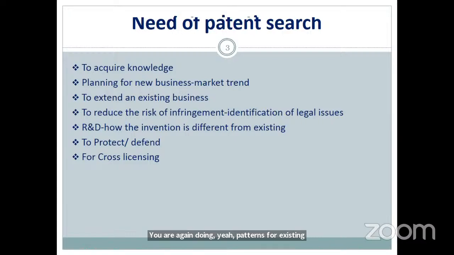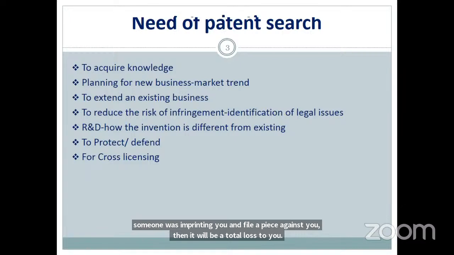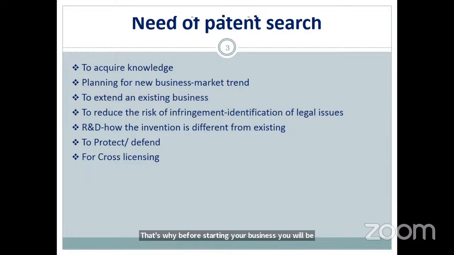And then, to reduce the risk of infringement, that is, to identify legal issues, you will go for a patent search. To reduce the risk of infringement: suppose after starting a business, someone claims you are infringing and files a case against you, then it will be a total loss to you. That's why before starting a business, you do a patent search to reduce the risk of infringement. Okay, so you identify whether someone will file a suit against you or not. So in order to avoid the risk of infringement, or certain legal issues, and to identify these legal issues, you go for a patent search.